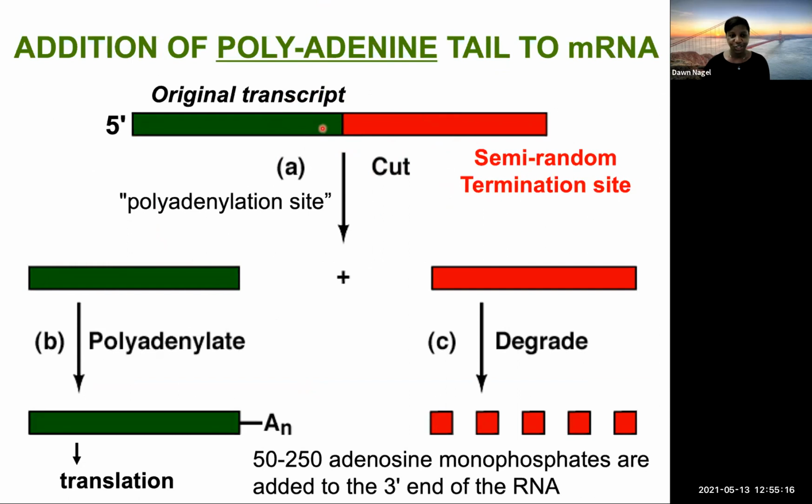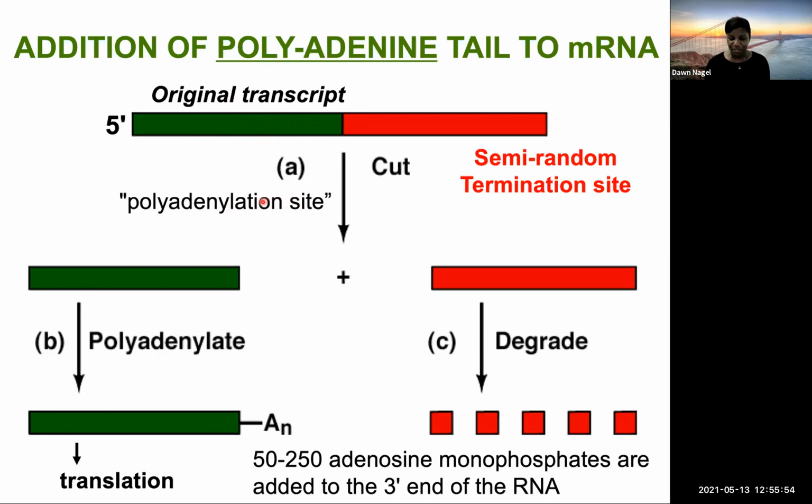Because termination is kind of random, and we don't really know exactly where a particular termination site is, when that transcript is made, there are sequences encoded within that RNA that are recognized by proteins within the cell. Usually these sites are downstream of the last exon that needs to be translated, okay? And these sites are referred to as polyadenylation sites.